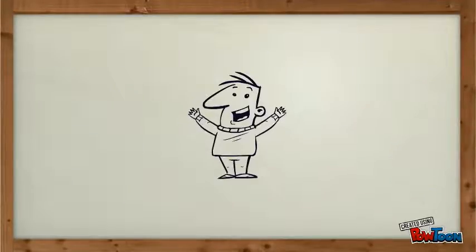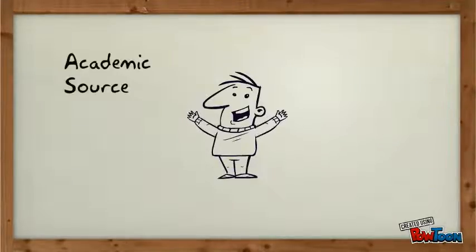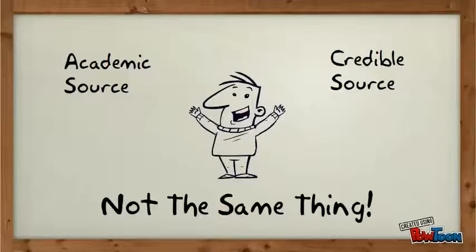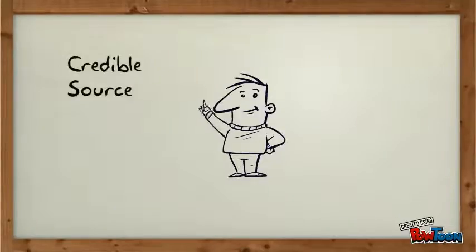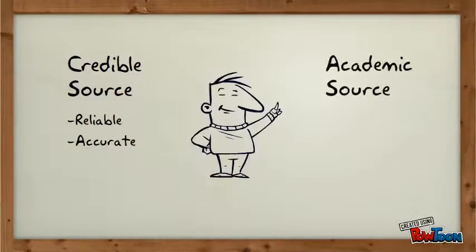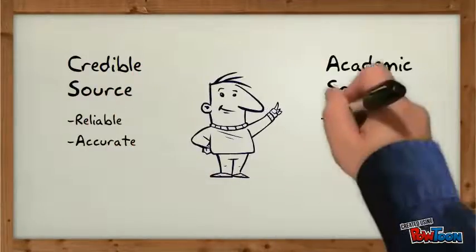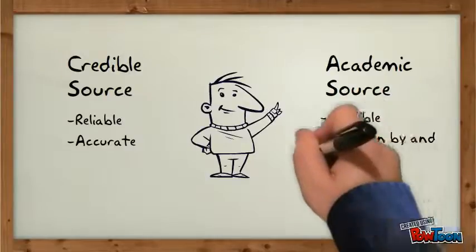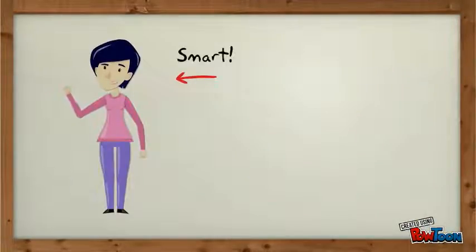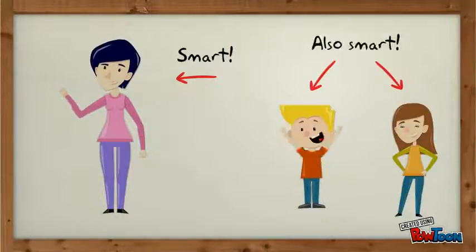It's important to be clear here that an academic source and a credible source, another term you'll frequently hear about when writing essays, are not the same thing. A credible source is any source that can be considered reliable or accurate. An academic source, on the other hand, is a credible source that is specifically written by and for academics, people such as your professor and maybe even one day, you.